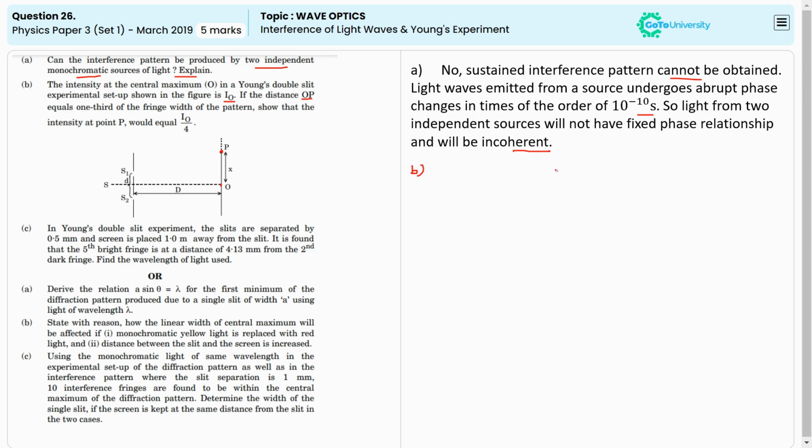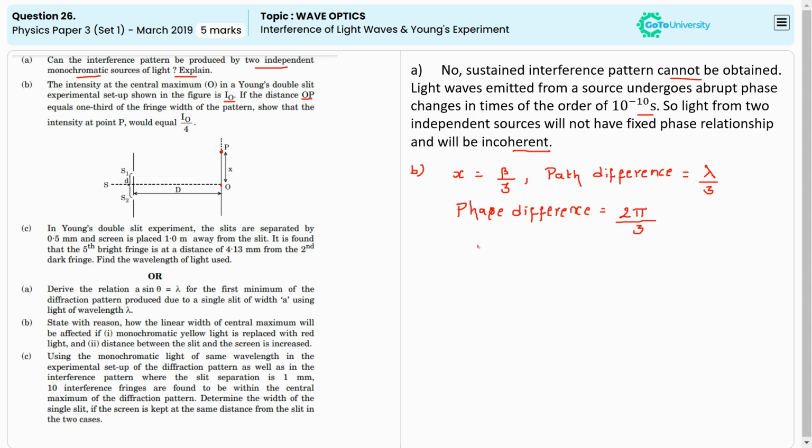So here x is equal to beta by 3. That is, they are given that the distance OP equals 1/3 of the fringe width of the pattern. So it is beta by 3, and the path difference is equal to lambda by 3. Then the phase difference is equal to 2 pi by 3.